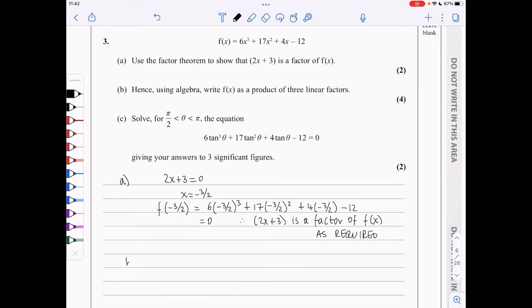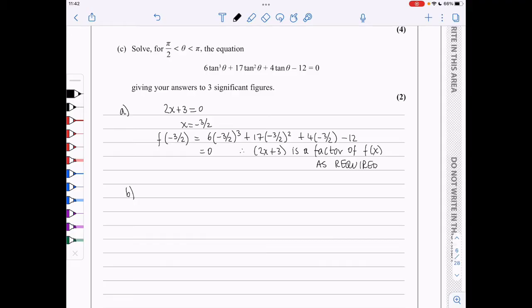Now in part B, it says hence using algebra, write f of x as a product of 3 linear factors. So I've got one linear factor, so I'm gonna perform long division here. 6x cubed plus 17x squared plus 4x minus 12 divided by 2x plus 3. So I will multiply 2x by 3x squared to match the highest order term on the left. It's giving me 6x cubed plus 9x squared. I deduct. I get 8x squared plus 4x minus 12.